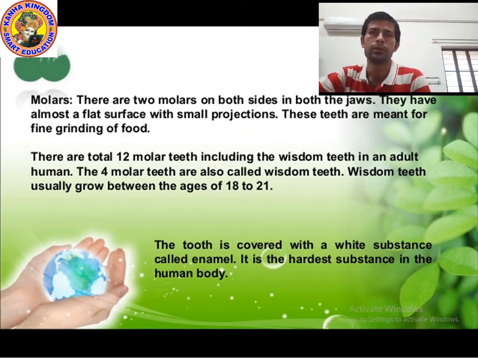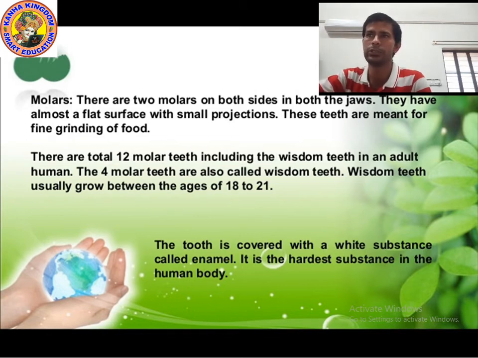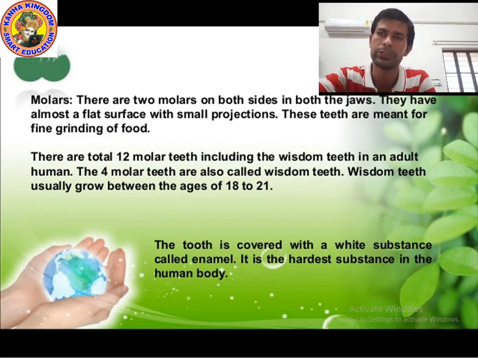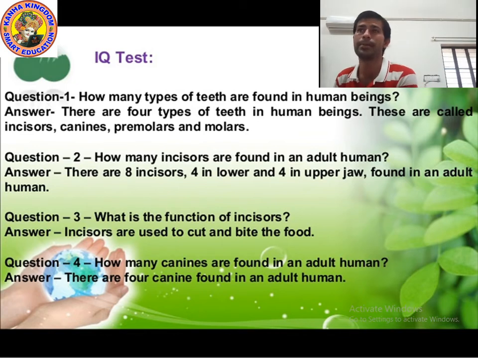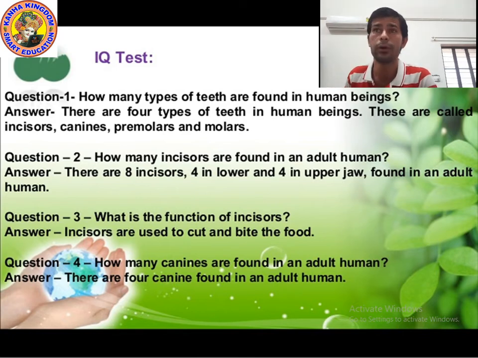Now, whatever we studied, let's check out. Okay kids, question number 1. How many types of teeth are found in human beings? There are 4 types of teeth found in human beings. These are called incisor, canine, premolar and molar.